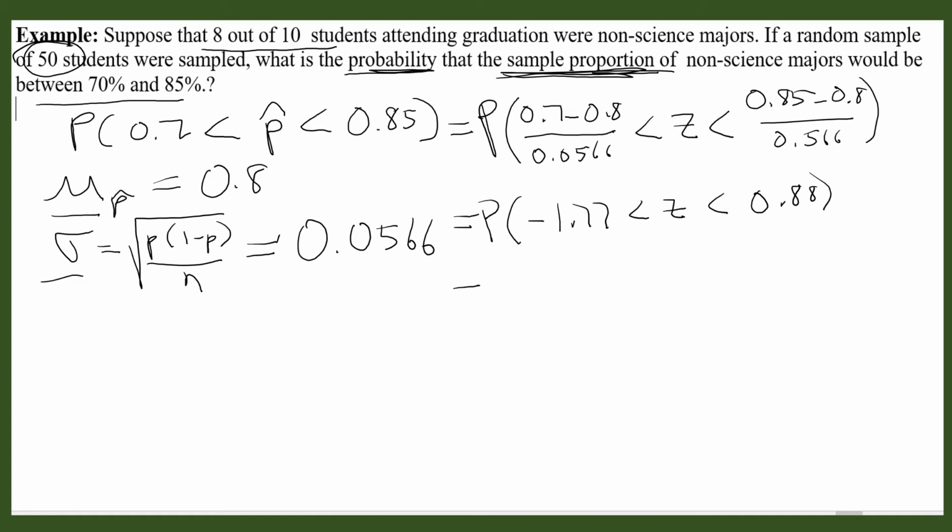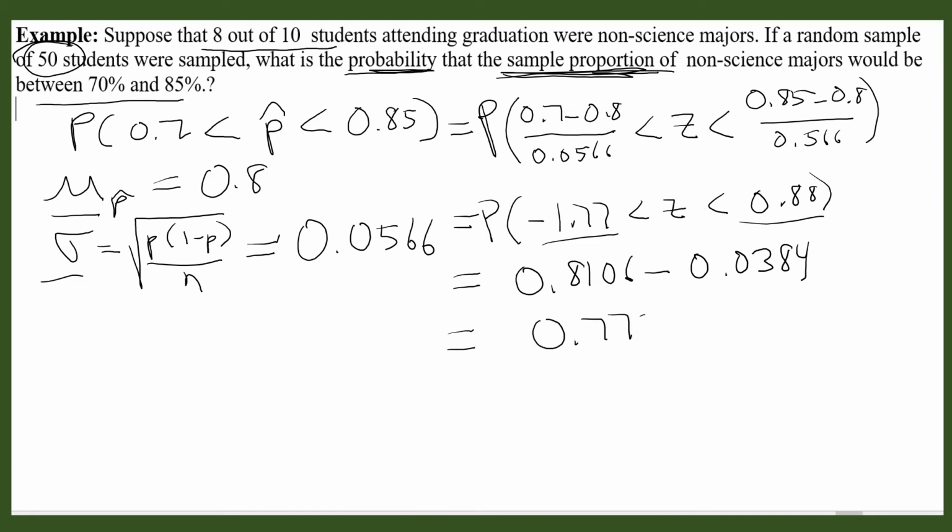Well, that is the third case of using the table. You're between the two numbers, so it's the higher percentage minus the smaller percentage. So look up those two numbers in the table. They are the percentages. When you do the math, you get 77.22, about a 77% chance that of the 50 students, between 70 and 85% of them will be non-science majors.